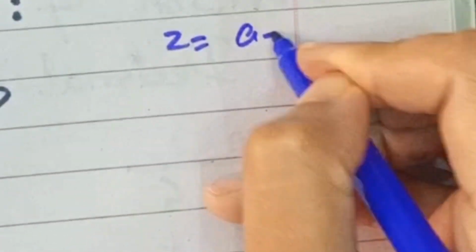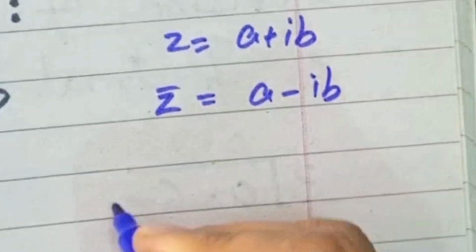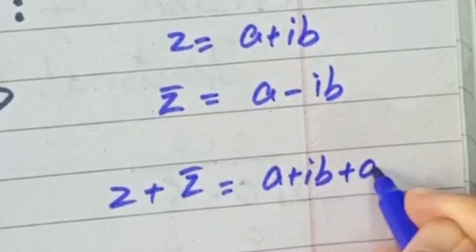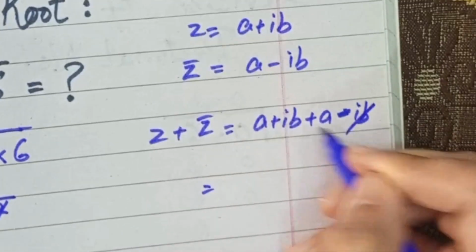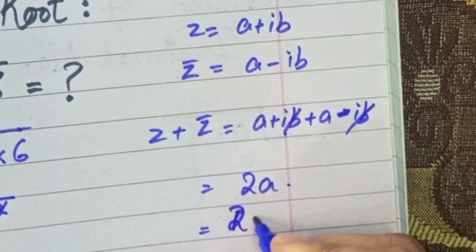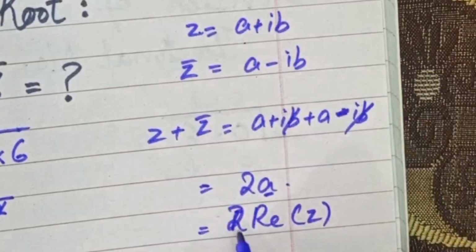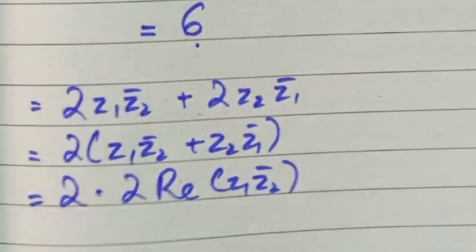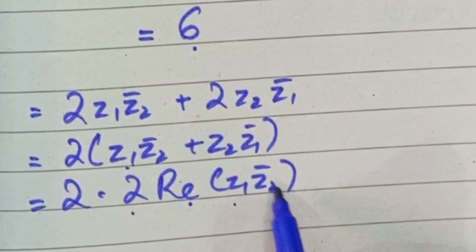z equals a plus iota b, z bar equals a minus iota b. Now add them up: a plus iota b plus a minus iota b. These two will be cancelled out. What will be the result? 2a. Write 2 and the real part of z, because a is the real part of z. So putting this result here, 2 into the real part of z1 z2 bar.